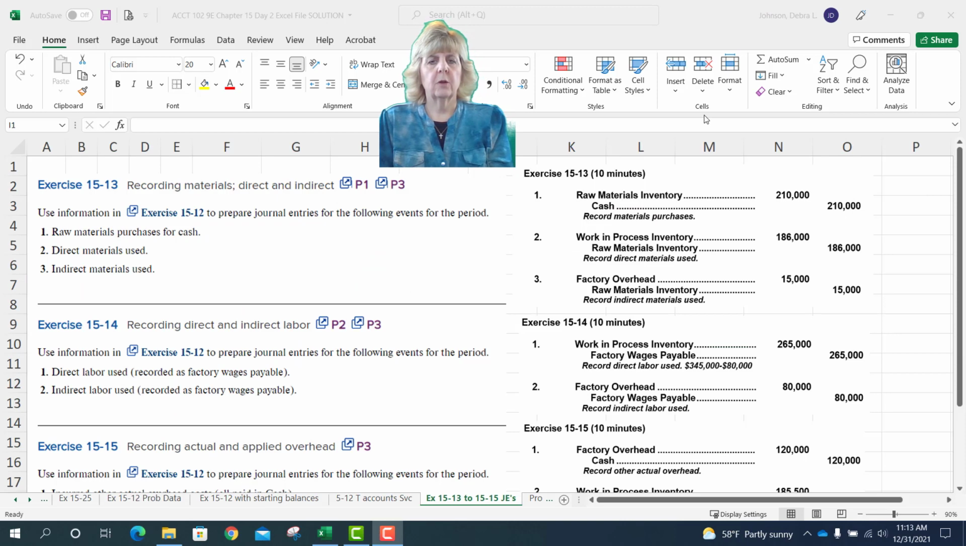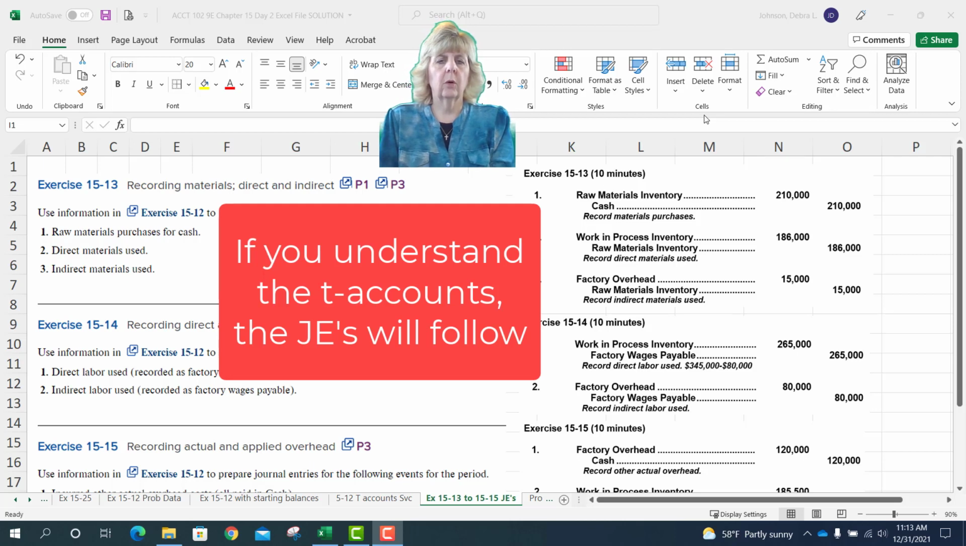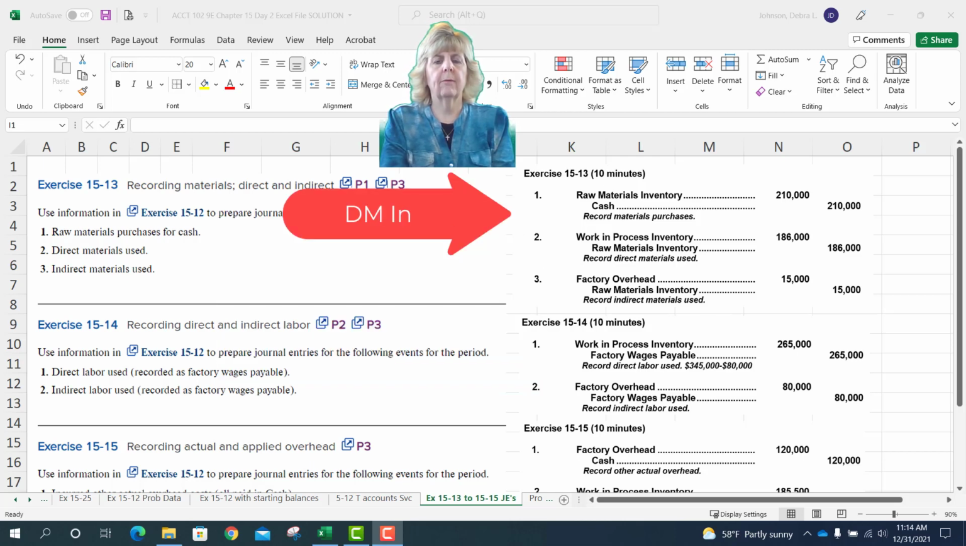Let's take a look at the journal entries. Again, all of the calculations were done in the T accounts. If you know how the costs are tracked or traced from birth until death, the journal entries will be a normal result coming out of those T accounts. So let's take a look at the first exercise, which involved the materials.